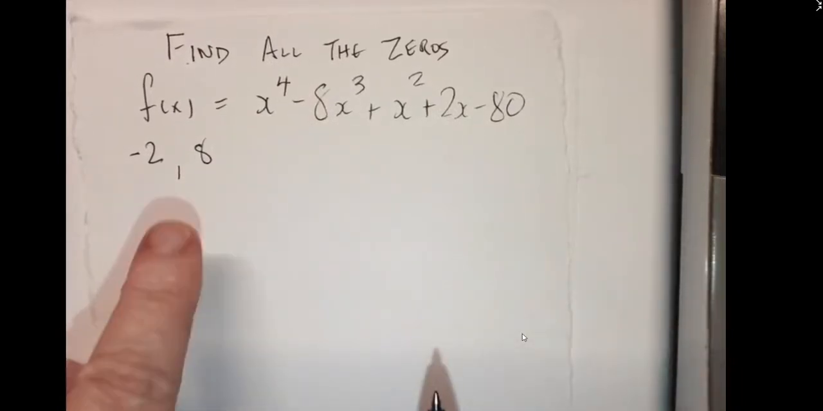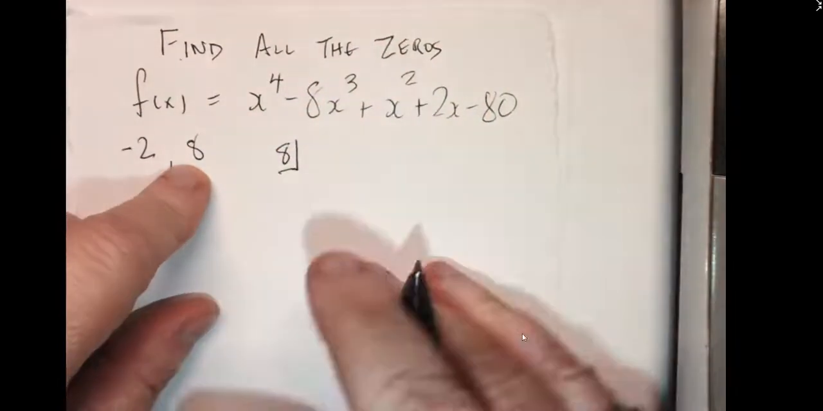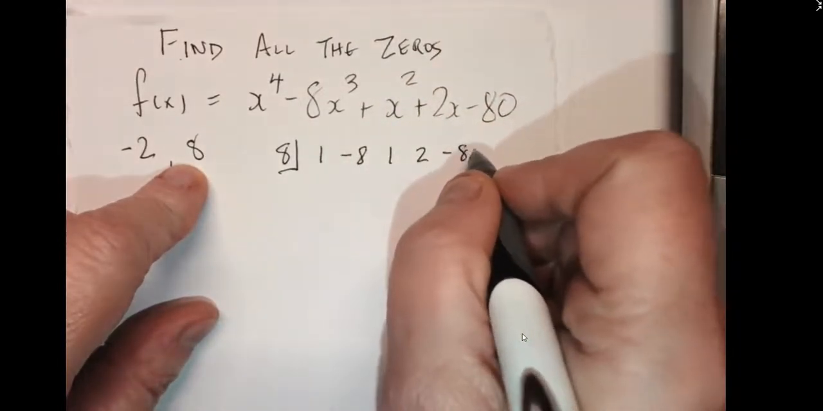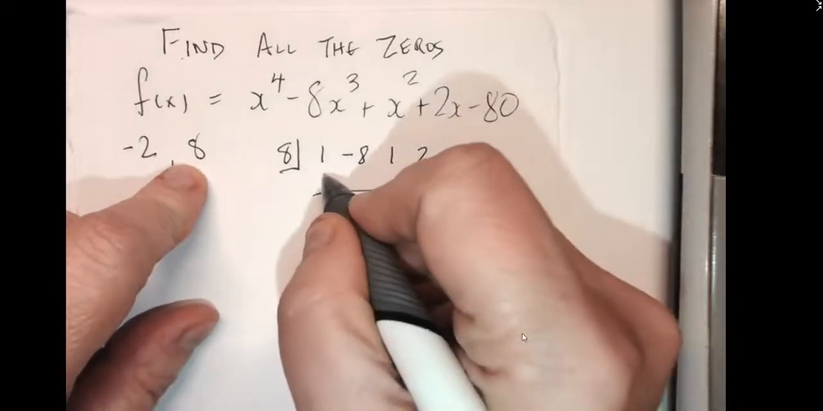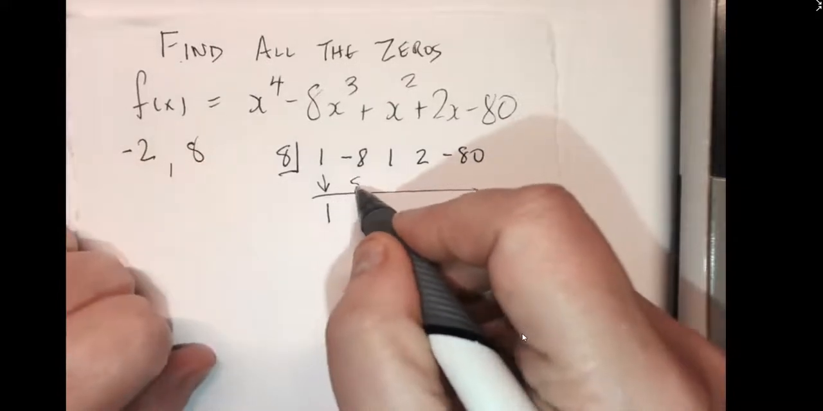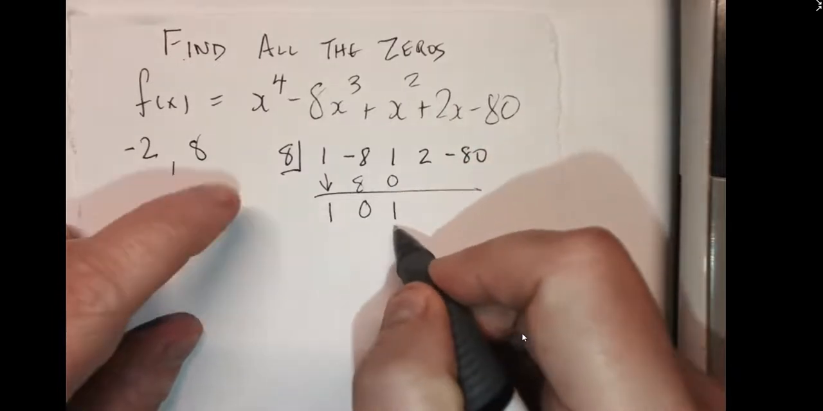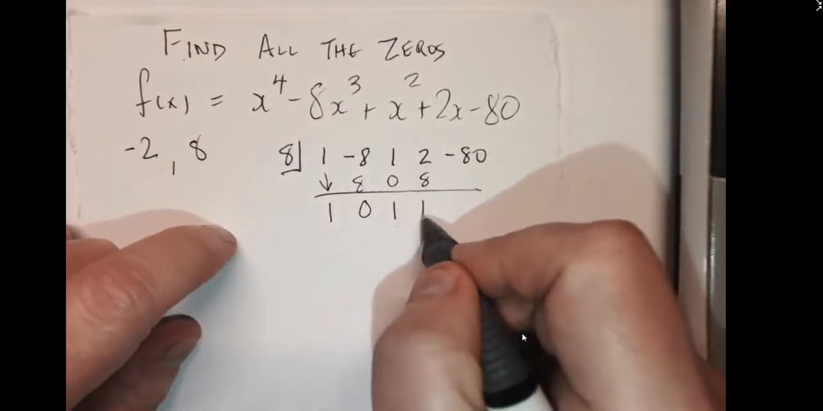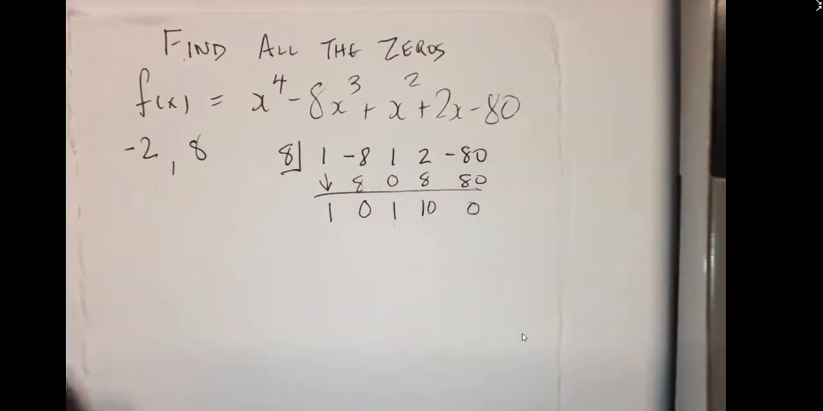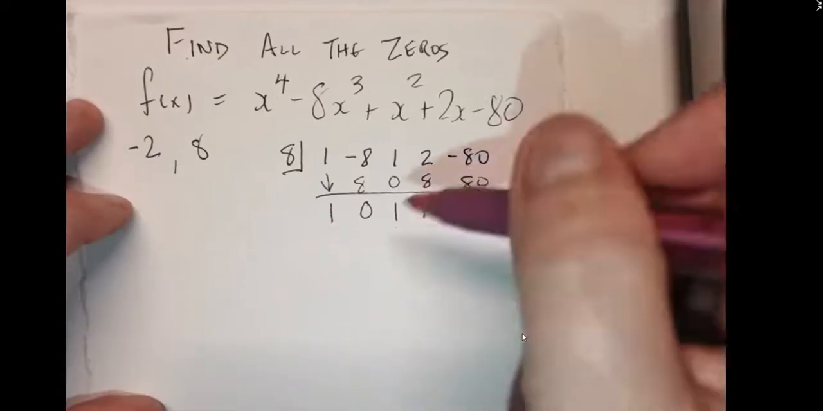Okay, so I'm going to do synthetic division. I think I'll do it with a positive 8 first. So I'm just going to set that up for synthetic division, and I'm going to get it started. So 1 times 8 is 8, and then we add, and 0 times 8 is 0, and then we add. 1 times 8 is 8, and then we add, and then 10 times 8 is 80, and then we add. And this is what I expected. I expected to have a remainder of 0 because 8 is a 0.